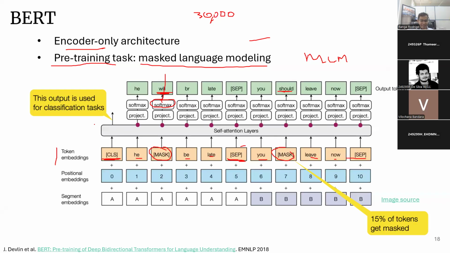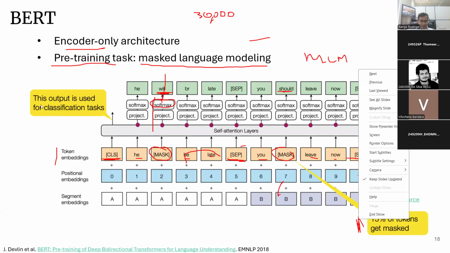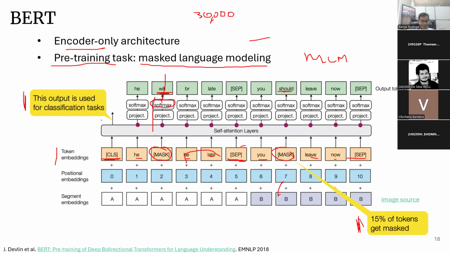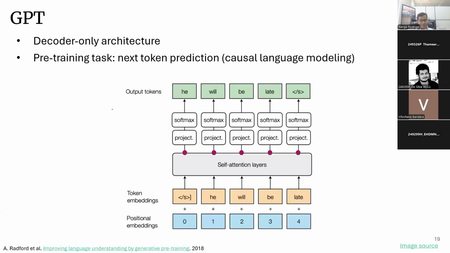So in this masking mechanism, they masked 15% of the tokens. The output is used to classify for the classification tasks. So here, if you want to classify whether it's a positive sentence or negative sentence, there can be classification tasks also. So for that you can use it. Okay, we'll move forward. That's BERT.